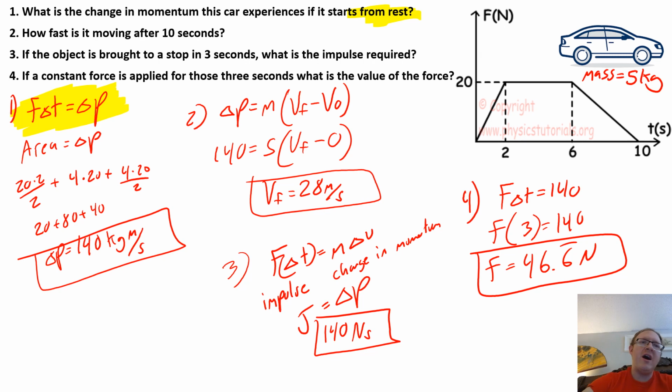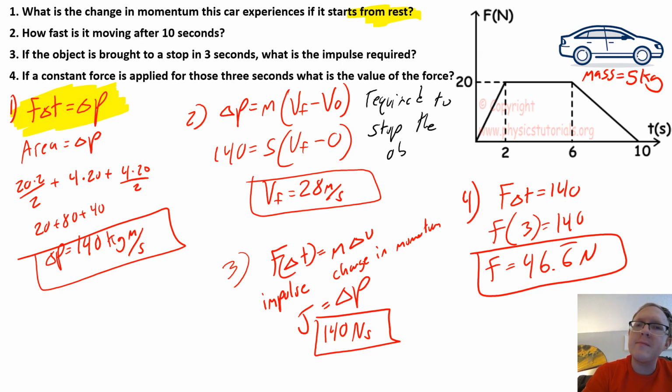Number 4, a constant force is applied for those 3 seconds. What is the value of this force? Okay, apparently I don't want to redo this whole thing. Clearly I forgot to add a little bit of text there. Constant force applied was the value of force required to stop the object. Okay, so the question, and I'll edit this for the uploaded notes: what is the force required to stop the object?